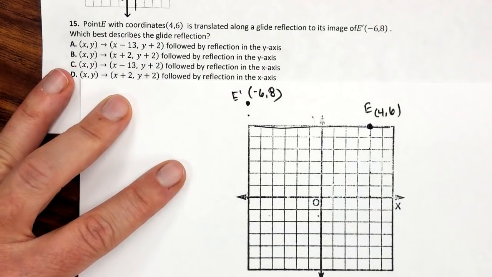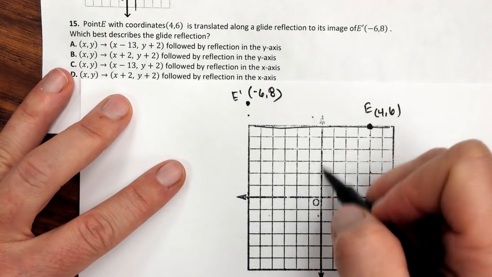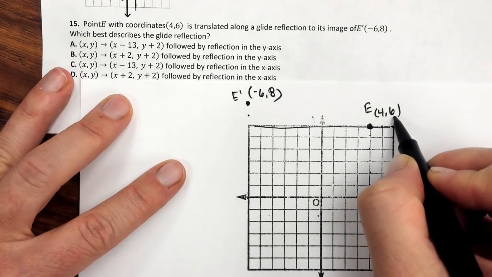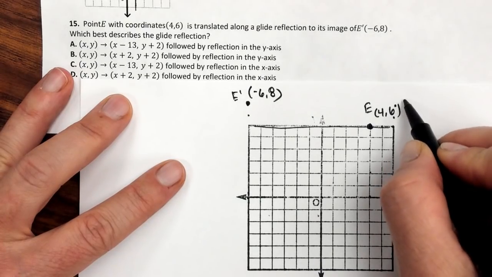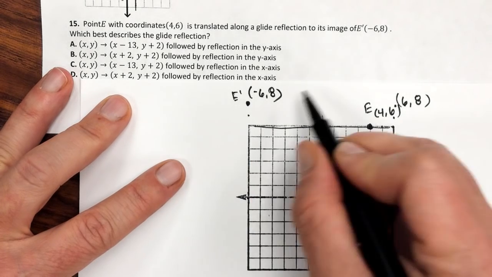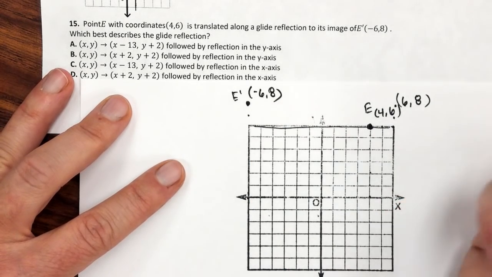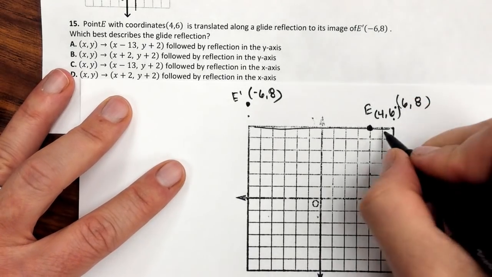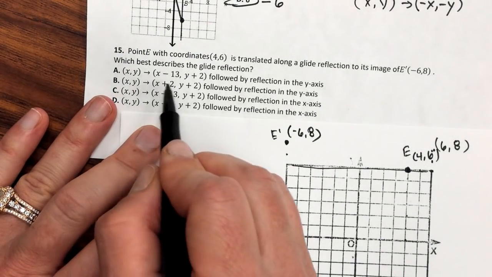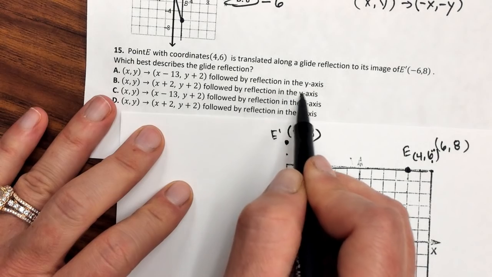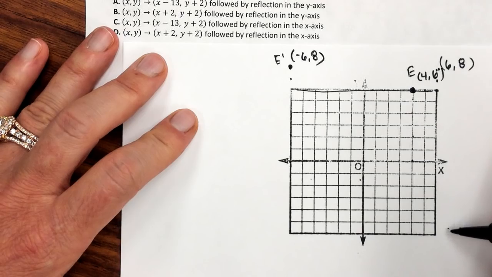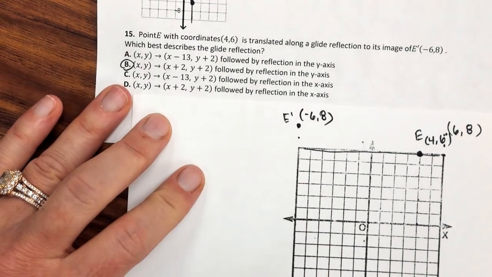So it looks like, actually, maybe not too bad. If this was moved 2 more to the right and 2 up, that'd be at 6, 8. And then all I'd have to do is reflect over the y-axis, and I'd be at my E prime. So it's a translation of 2, 2, followed by a reflection in the y-axis, not the x-axis, because the x-axis would bring this point down here. So it's B. And that's it.